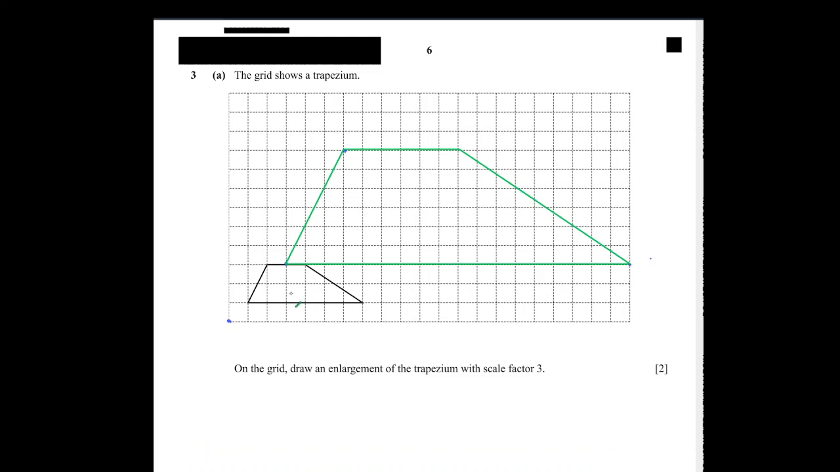You can also check here, see these 2 coordinates. This is 3 boxes left and 2 boxes up, so it should be 9 boxes left and 6 boxes up. So 1 2 3 4 5 6 7 8 9. 1 2 3 4 5 6. So it's done. This question is done. The enlargement is done. Question number A.